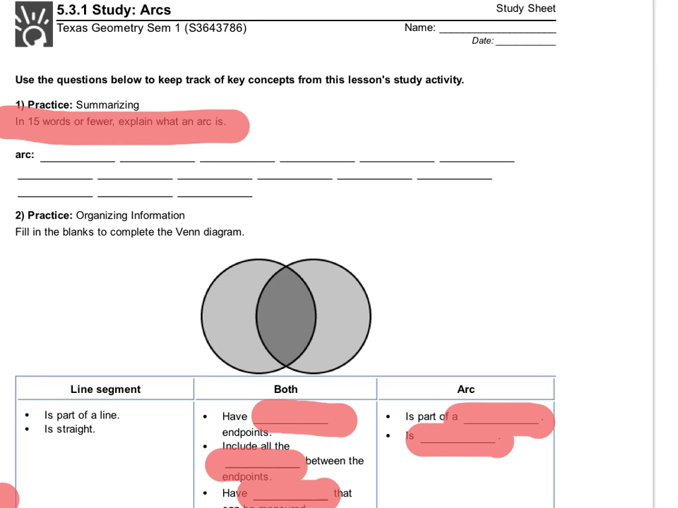Good day. Today's lesson 5.3, the study of arcs. So what is an arc? An arc is just a part of a circle's circumference. It's in red. Okay. All right.